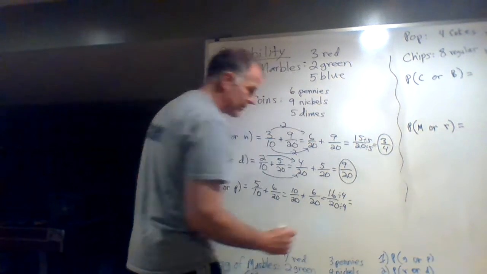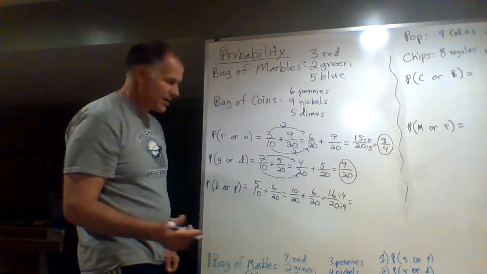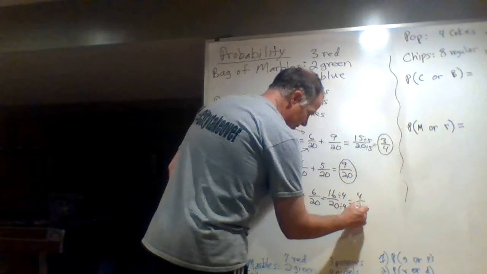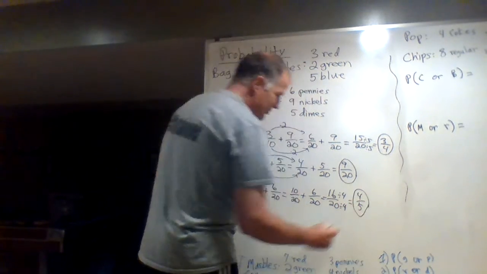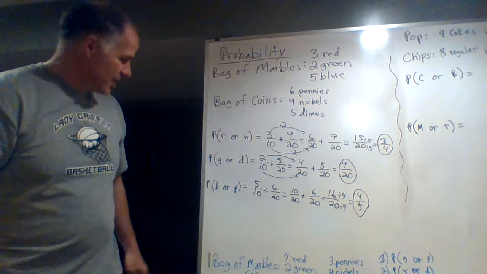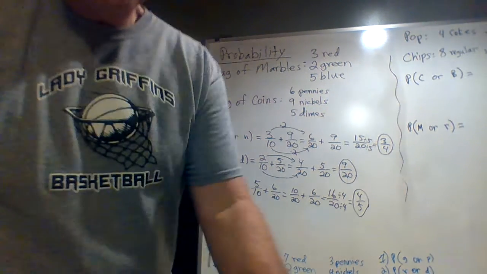Okay, we were doing some of this on the other ones. So 16 divided by 4 is 4. 20 divided by 4 is 5. Boom. So there's our answer, 4/5 probability. 4 out of 5 probability to get a blue and a penny.